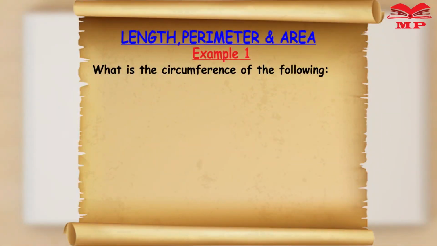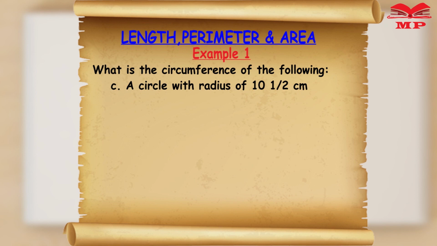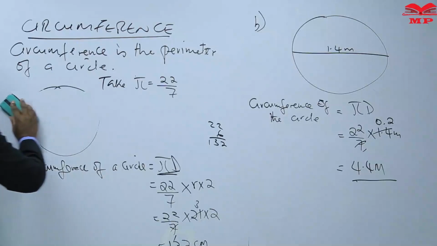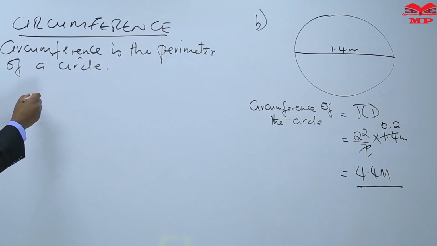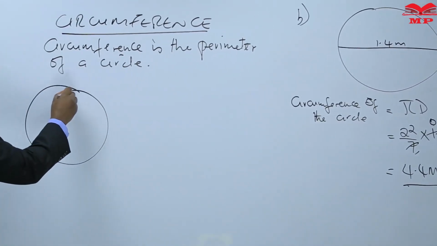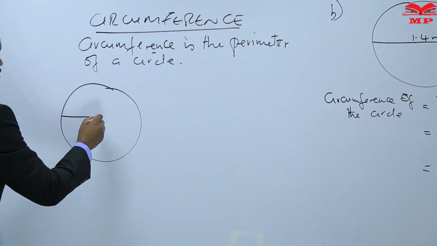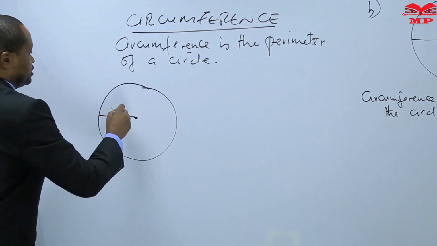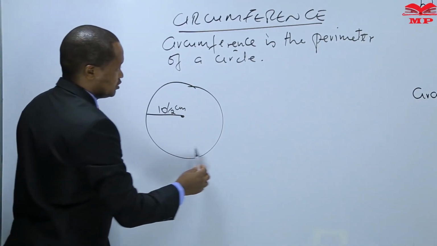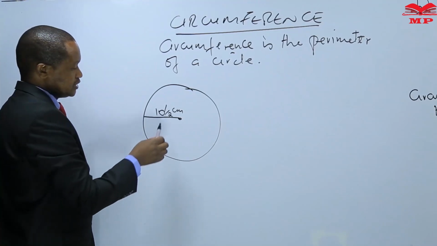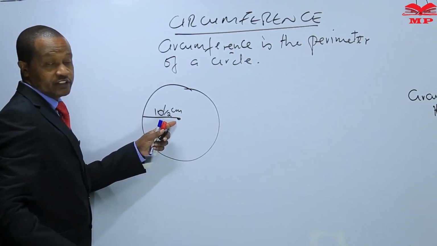Question number 1C. What is the circumference of a circle with a radius of 10.5 centimeters? What is the distance around this circle, which has a radius of 10.5 centimeters?